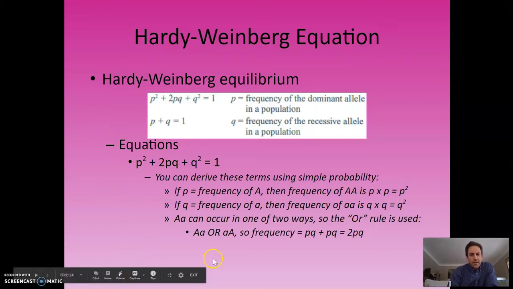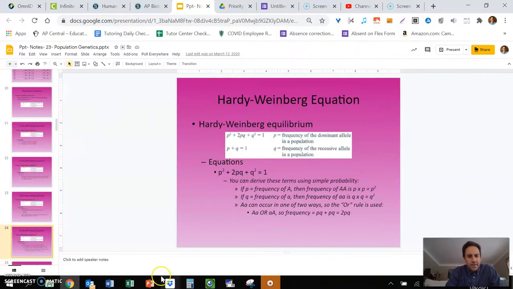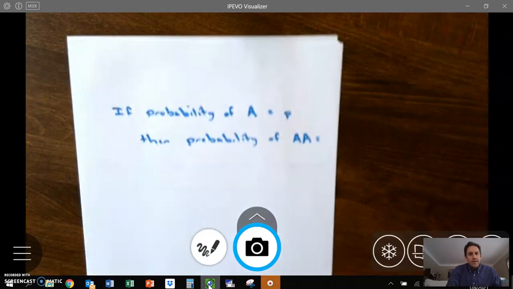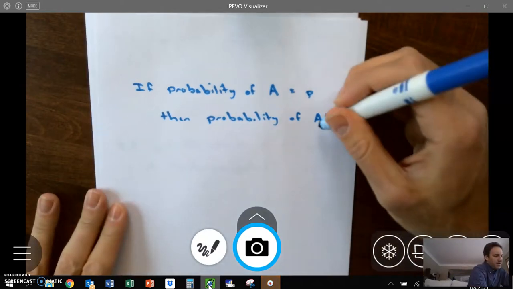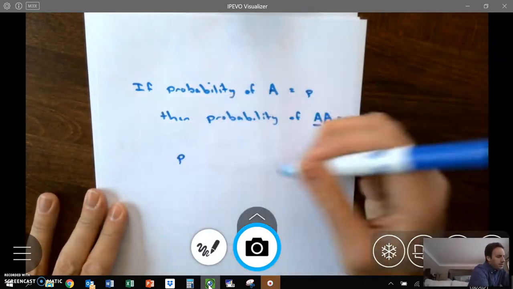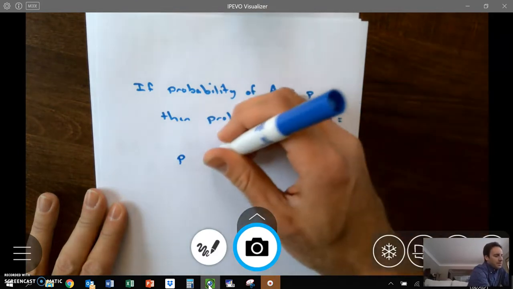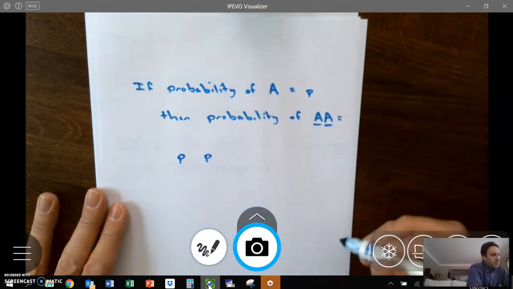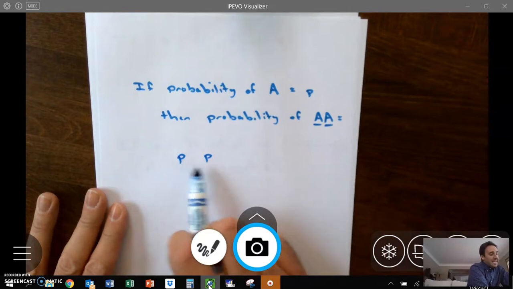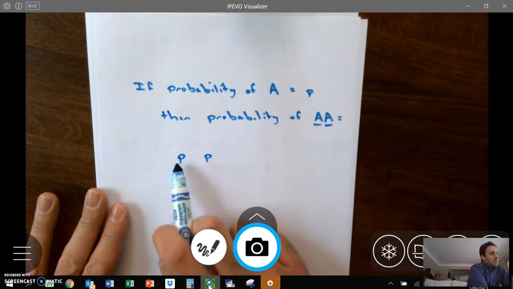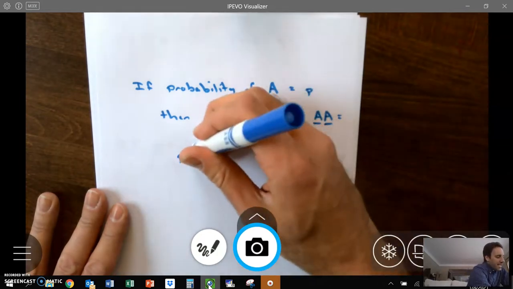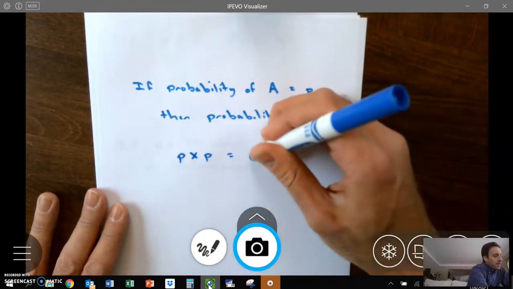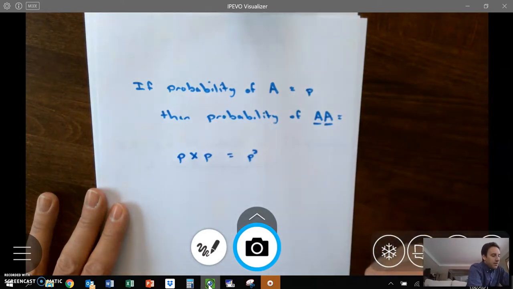So I'm going to go ahead and switch over to my DocCam. If the probability of A is equal to p, then the probability of big A and big A, what is that going to equal? Well, the probability of one A is p. So the probability of a second A is also p. And so the probability of having a big A and a big A is going to be p and p. And remember the and rule from simple probability. p and p means we multiply. And so it's going to be p squared.